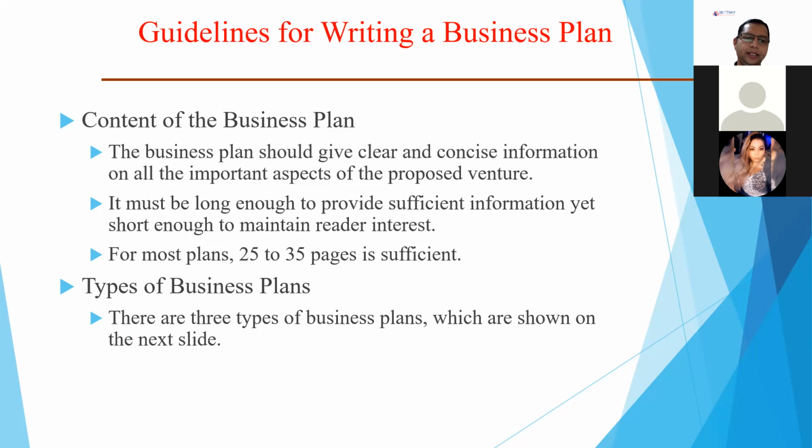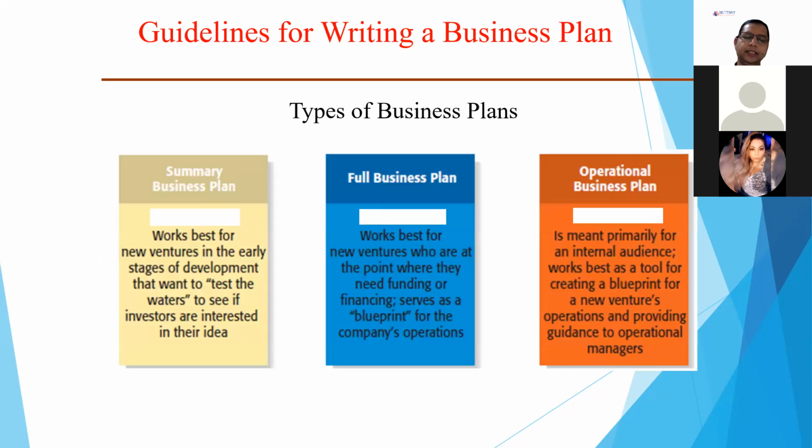Types of the business plan. There are basically three types we can see in business plans. One is a summary-based business plan. The second one is a full business plan. The third one is an operational business plan.